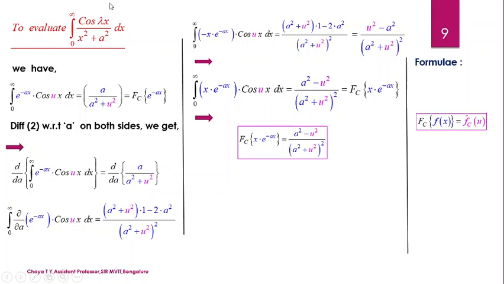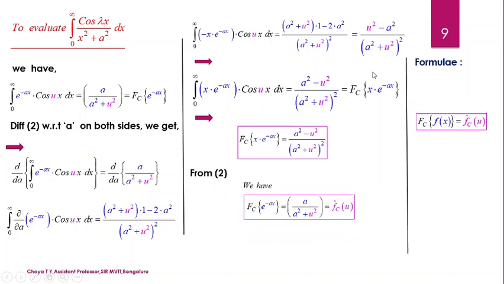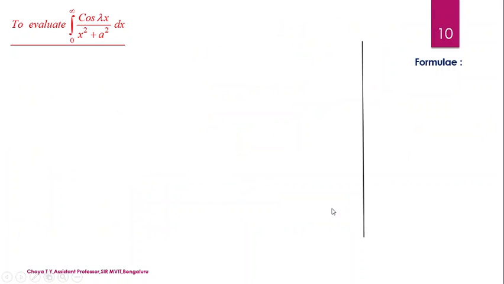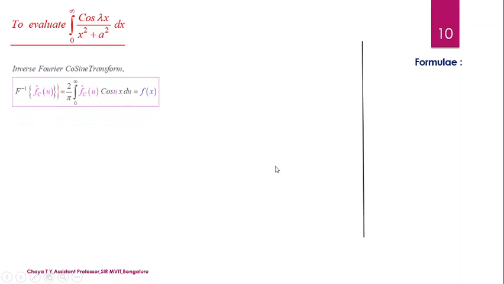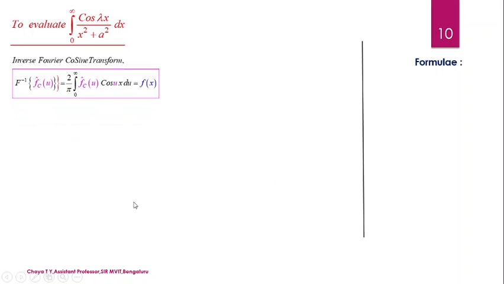In the third stage, I have to evaluate the definite integral of the form cos lambda x by x square plus a square the whole square. To do that, we consider the Fourier cosine transform of e power minus ax, which we have obtained for the current problem as a by a square plus u square, denoted as fc cap of u. Now consider the formula for the inverse Fourier cosine transform. The inverse Fourier cosine transform, denoted by f of x, is given as 2 divided by pi integral 0 to infinity fc cap of u cos ux du.